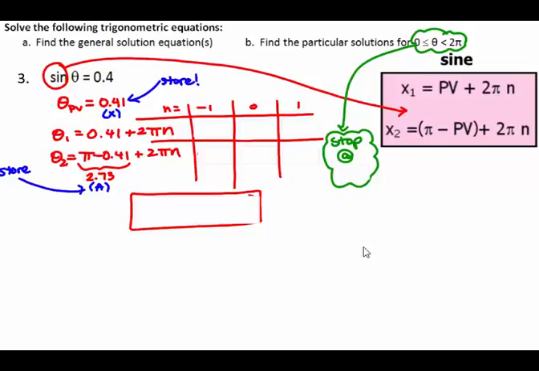And we'll go ahead and set up our table again. When n is 0, we're not adding anything, so we get 0.41 and 2.73. All right, we're looking between 0 and 2 pi, so between 0 and 6.28, just like before, and both of those fit. Let's see if we can find any more. Well, a positive plus 2 pi is going to be too big. 6.69 is bigger than 6.28. That one's too big. And 2.73, also plus 2 pi, is going to be bigger than 2 pi. So we can get rid of both of those.